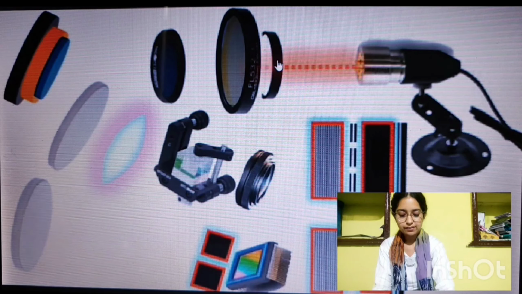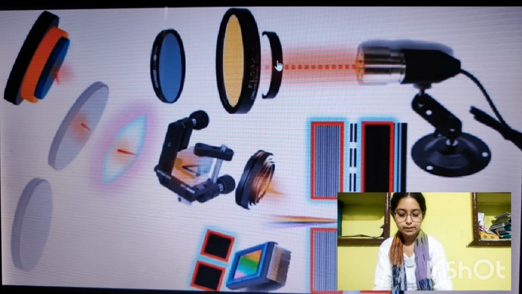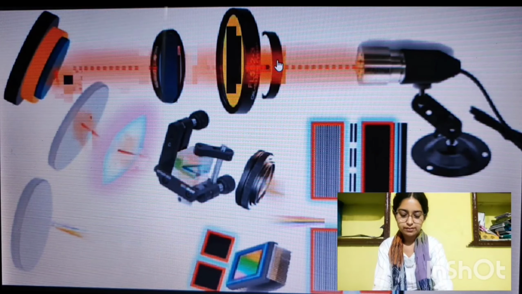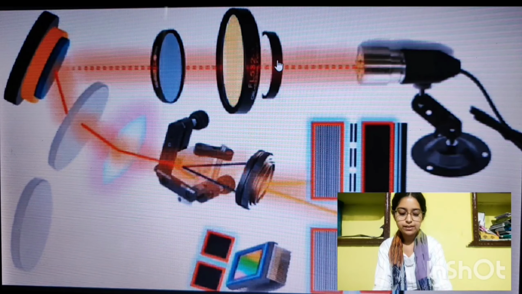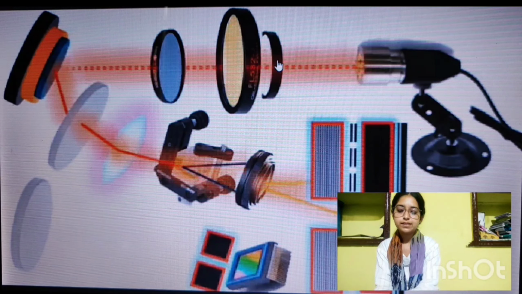When Raman scattering occurs, the backscattered light from the sample contains both Rayleigh elastic and Raman inelastic scattered light. Then the scattered light is collected by the objective lens and directed back through the dichroic mirror and filter to remove the Rayleigh scattered light, allowing only the Raman signals to pass.